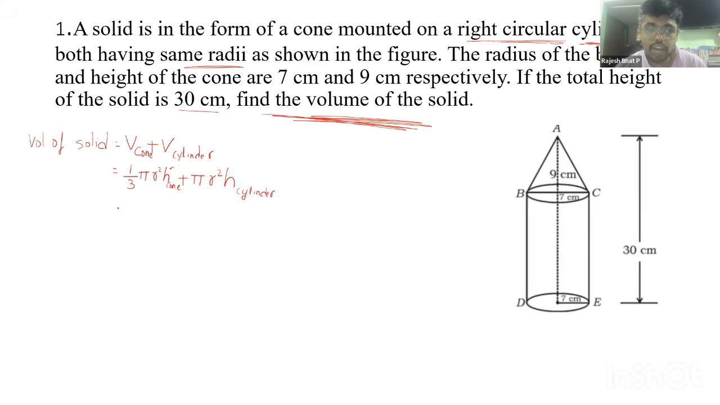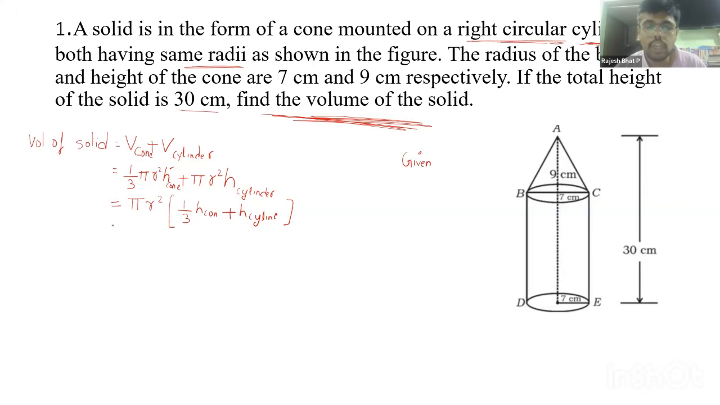Now, after you write this, take common out. What is common? Pi r square. If you don't take it common, you'll still get the answer, but it will become a very lengthy task for you. So I'll take pi r square out. What is remaining? 1/3 of h cone plus h cylinder. So what are the steps? Read the question, draw the diagram, write the formula, see whether the radius is common, then take it out common, then go to the given.